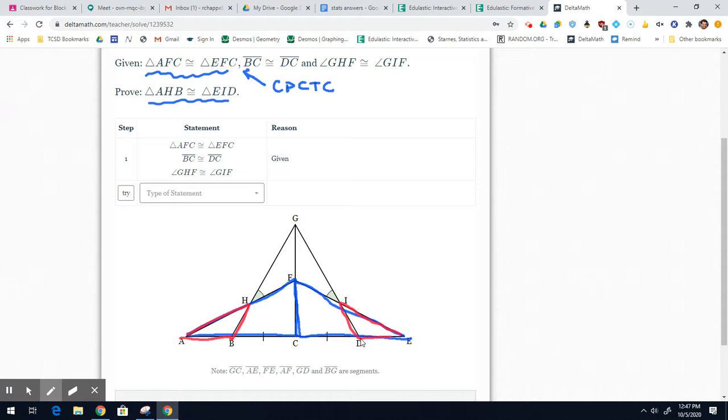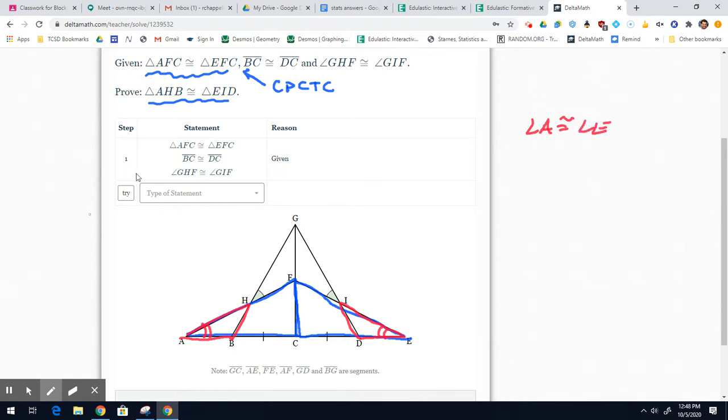So let's start there. So what parts in the blue triangles are also in the red or the pink triangles? And those parts are right here and here. Those two corner angles are in the big triangles and the small triangles. So that'll be a pair of corresponding parts for our big triangles that will also be helpful to prove the small triangles congruent. So angle A will be congruent to angle E.